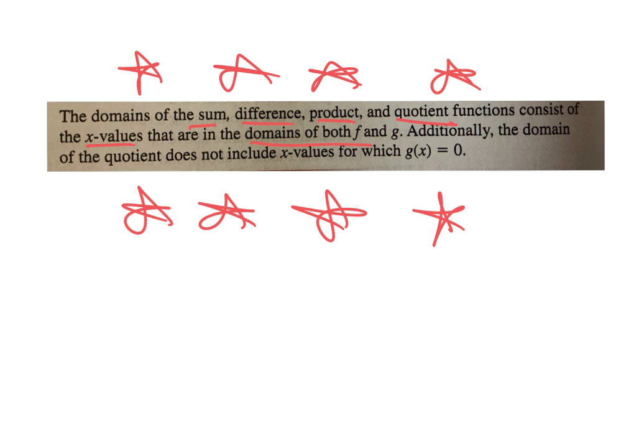There's one extra thing you've got to think about. If it's the quotient, obviously quotient means divide, you cannot have a 0 in your denominator. So you may have one extra part of your domain there, and I'll show you that when we get there in just a second.